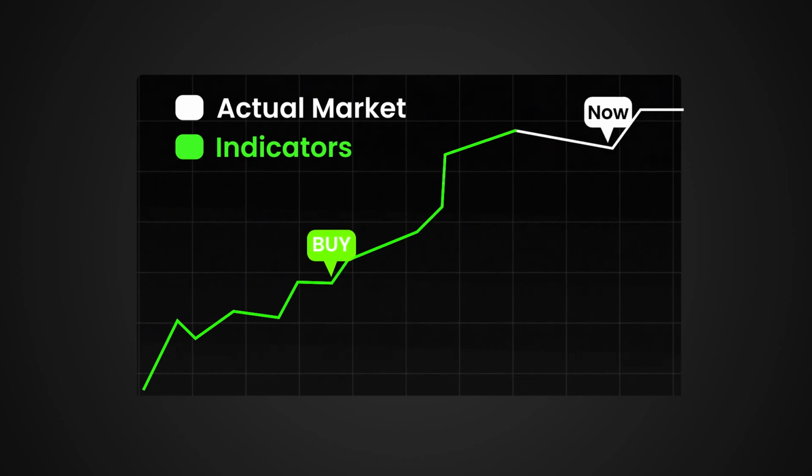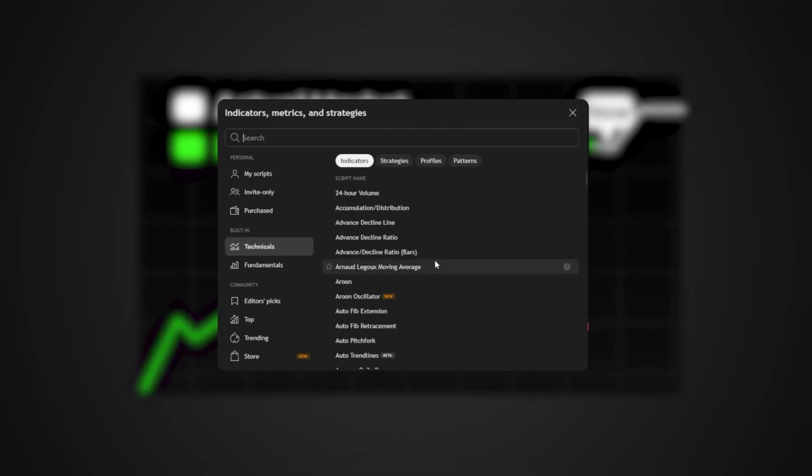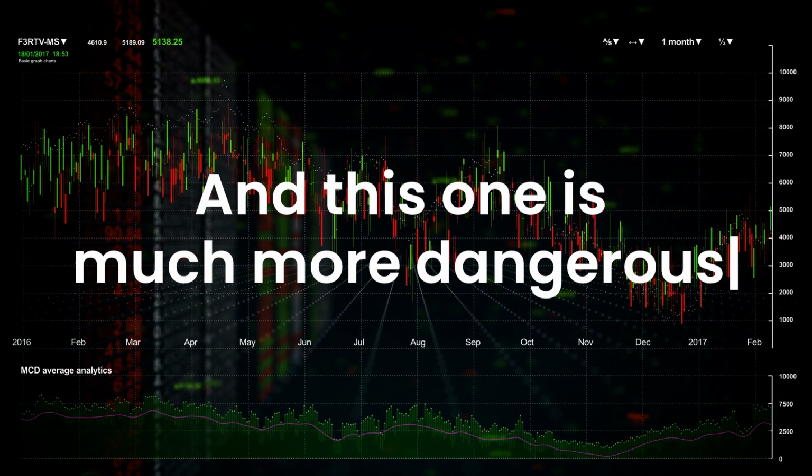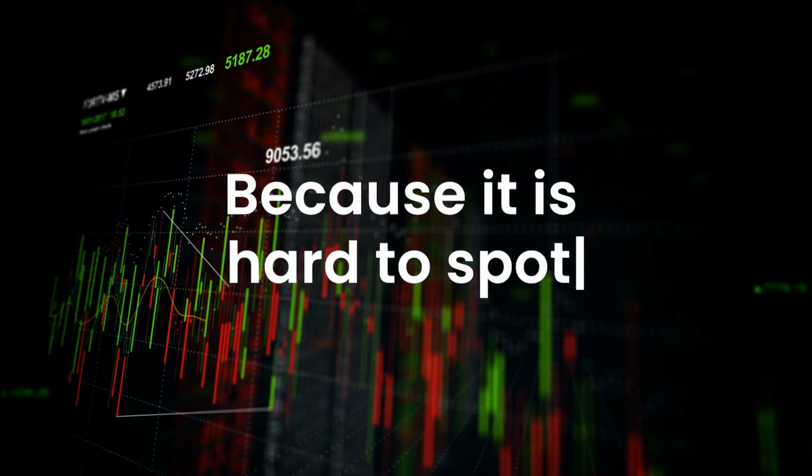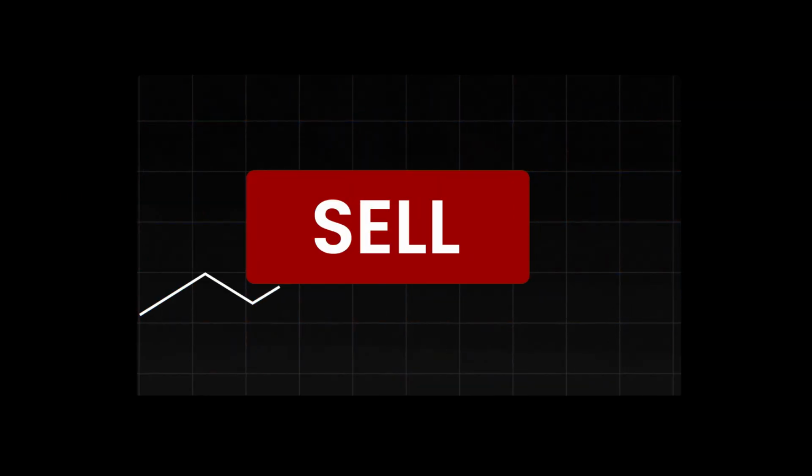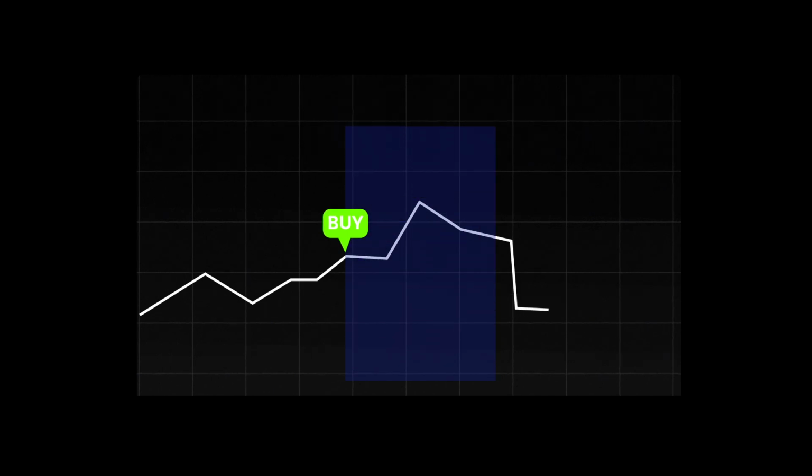And this is not a new problem. It happens with the most popular indicators on TradingView. The second problem is repainting. And this one is much more dangerous because it is hard to spot. Repainting is when an indicator changes its signal after the candle closes. A signal shows up on a live candle. Everything looks right, so the trade gets opened. And it goes against you.